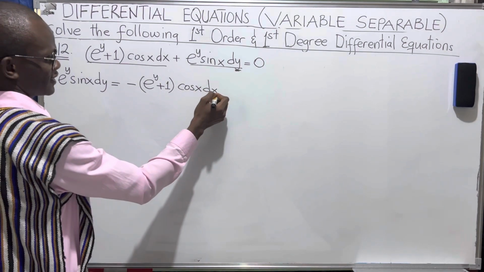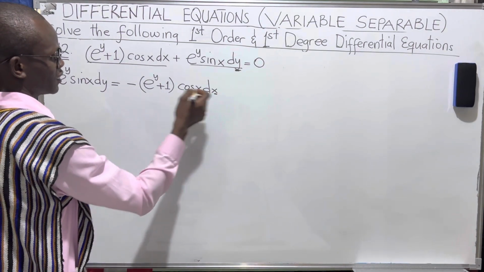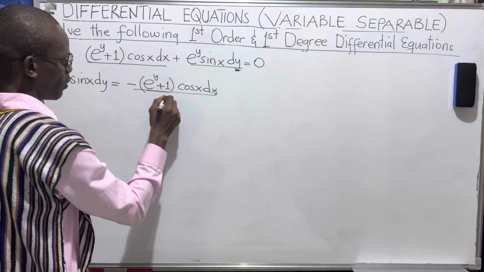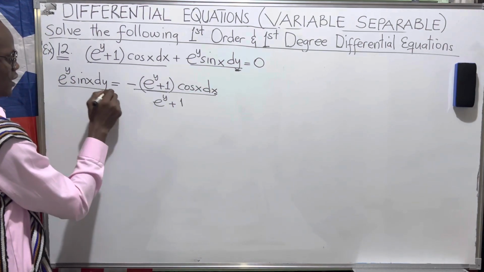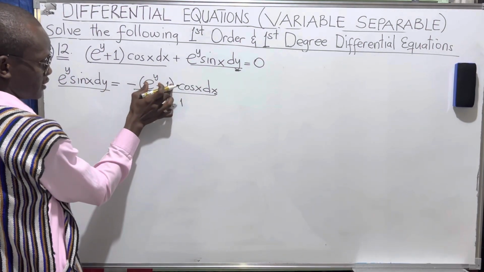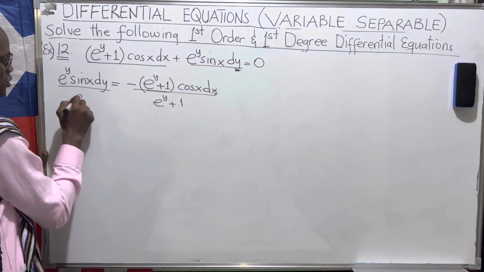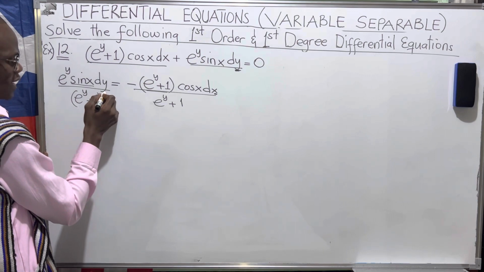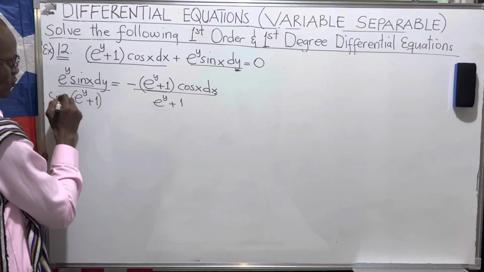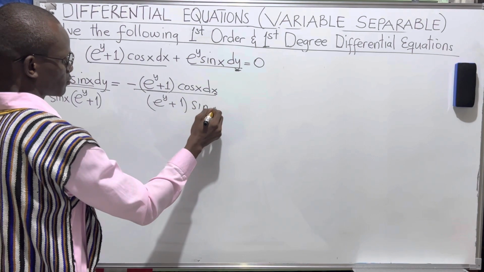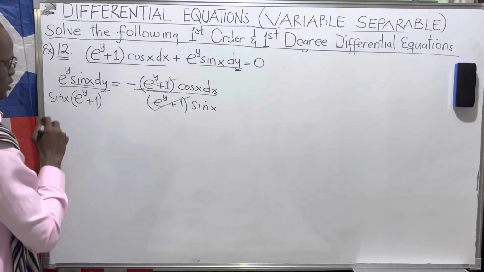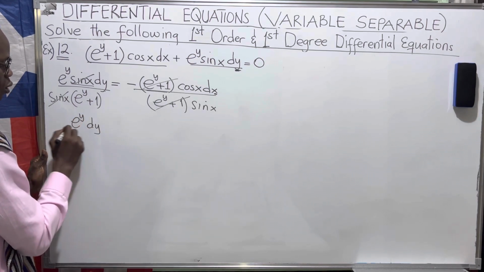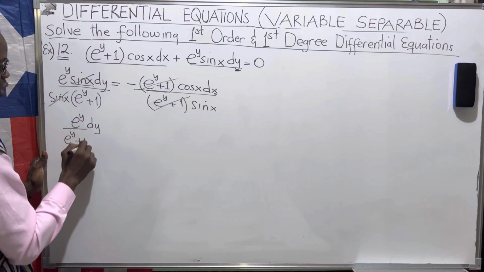So now this is the x, so every expression here must be in x. Now in here it's in y because of e raised to the power y, so I must divide both sides by e raised to the power y plus 1, not just e raised to the power y, but this entire factor. Likewise with this sine of x, this is x, so I must divide both sides by sine of x. So sine of x cancels this, sine of x cancels this, and you have e raised to the power y dy all over e raised to the power y plus 1.